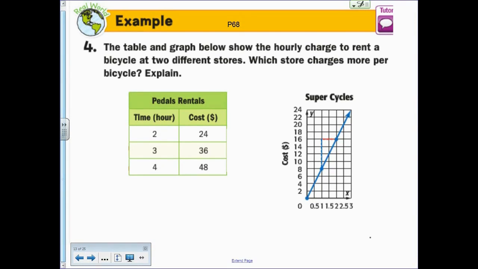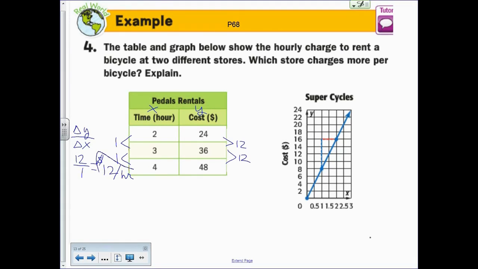Over here, because we have just a table, we would do our change in Y over our change in X by simply looking at how they change. As this goes up by 1, this is going up by 12. So we can say change in y is 12, while change in x is 1. So the constant rate of change is 12, or $12 per hour.